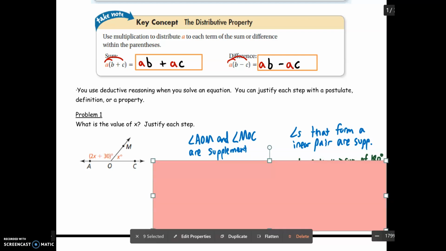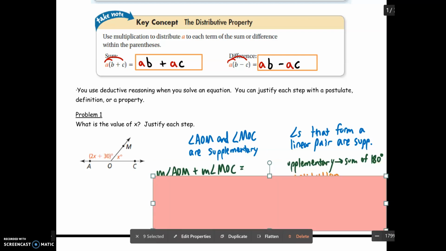We know they're supplementary because, again, the reasoning for them being supplementary is that any angles that form a linear pair, which those two do, angles that add up to form that kind of a straight line, that means that we know they're going to be supplementary. So if I know they're supplementary, that's going to lead us to my next step.